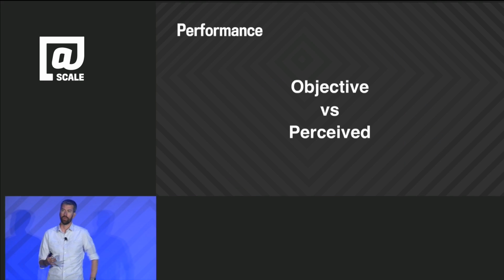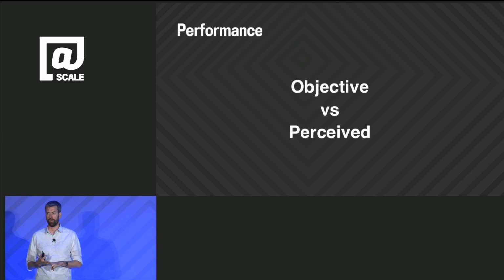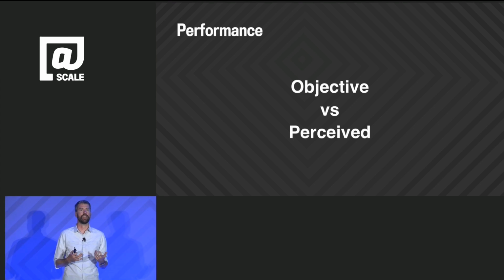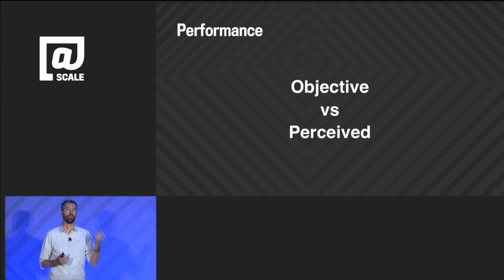Now let me talk a little bit about performance. As I mentioned earlier, these networks are not only unreliable, but they're also slow. And there's 2 different kinds of performance that we look at. One is objective, and one is perceived. Objective is easy to look at. You just measure how long it takes for something to occur. How long does it take to upload a photo? How long does it take for a network request to tweet?